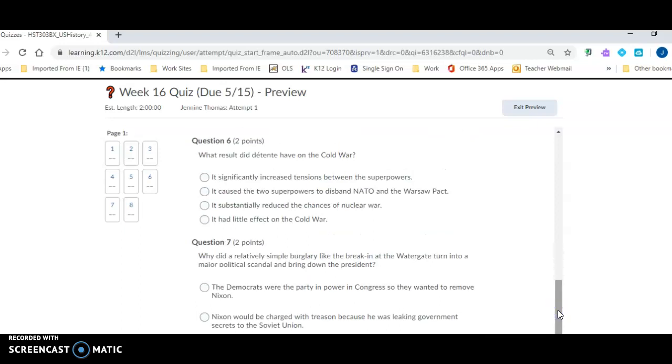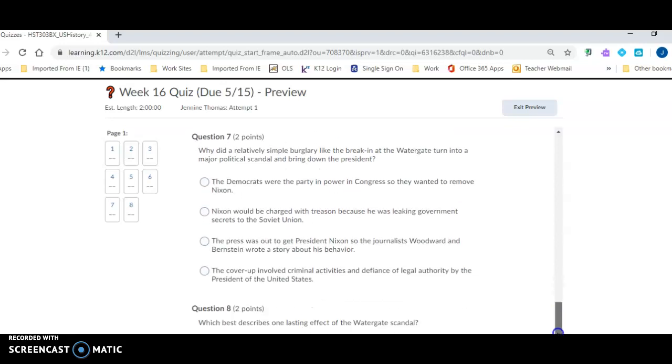Question number 6. What result did détente have on the Cold War? It significantly increased tensions between the superpowers. It caused the two superpowers to disband NATO and the Warsaw Pact. It substantially reduced the chances of nuclear war. It had little effect on the Cold War.